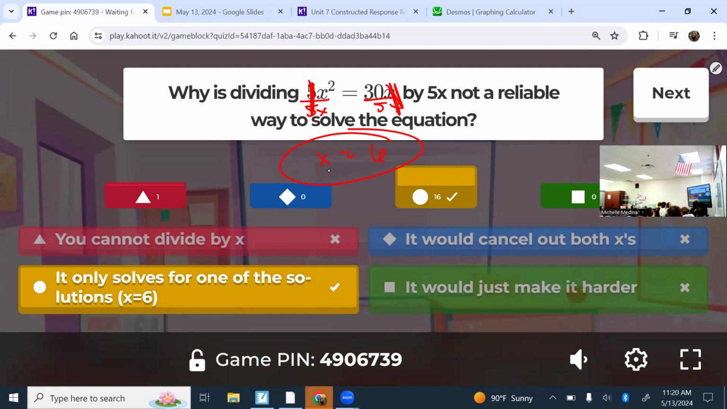It only gives us one of the solutions. It gives us the x equals 6, which we solved for just a few minutes ago. It doesn't give us the x equals 0. So, yeah, that's why. Be able to say that tomorrow. It only gives us one of the solutions, and there's 2. So on to the next one.